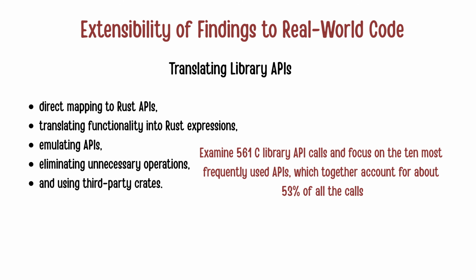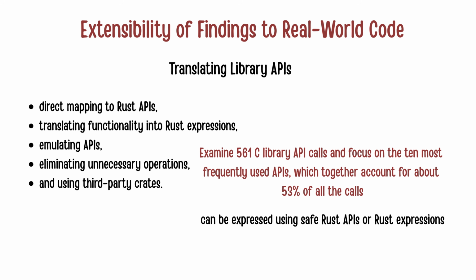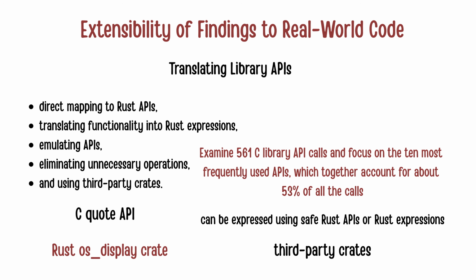They find that most of these C APIs can be expressed using safe Rust APIs or Rust expressions. Some functionality is implemented using third-party crates. For example, a C-Quote API is implemented using functionality from the Rust OS display crate. Interestingly, however, the authors don't find examples of the API emulation strategy that was observed in the user study. So there are some differences, but the broader pattern remains consistent.